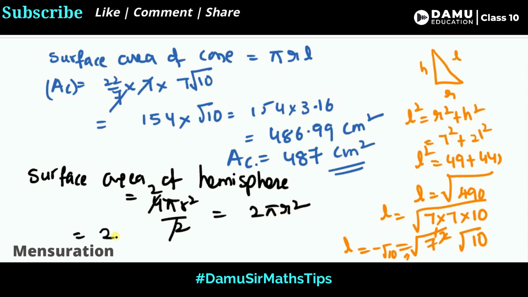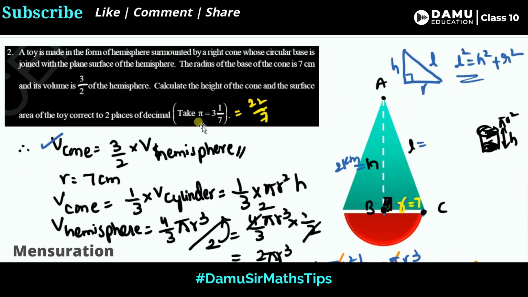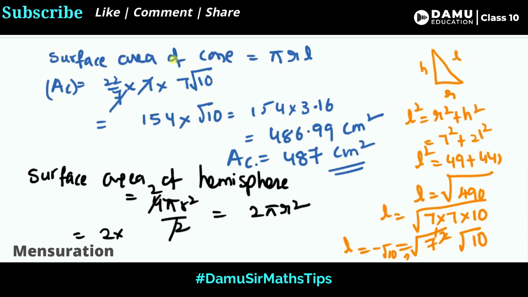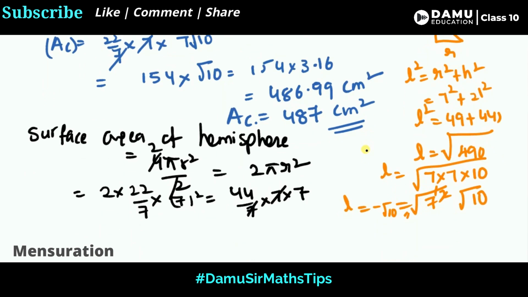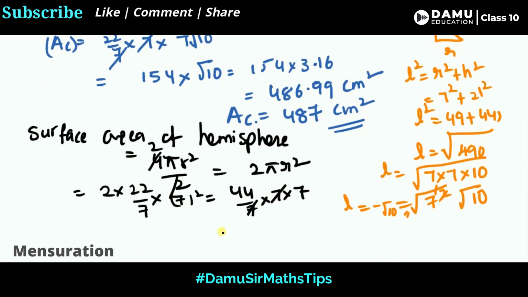As we know, pi value as they told here is 3 1 by 7. Let's take 3 1 by 7, that is 22 by 7, as it is. If you take it the other way also, there is nothing to worry. R will be equal to 7 square. That will be equal to 44 by 7 into 7 into 7. So 7 will cancel. 44 into 7 is nothing but 308. That is 308 centimeter square.